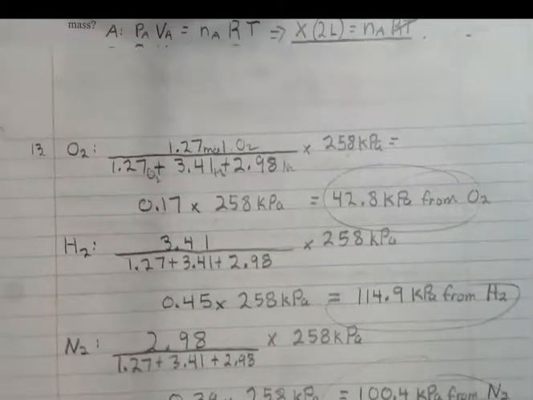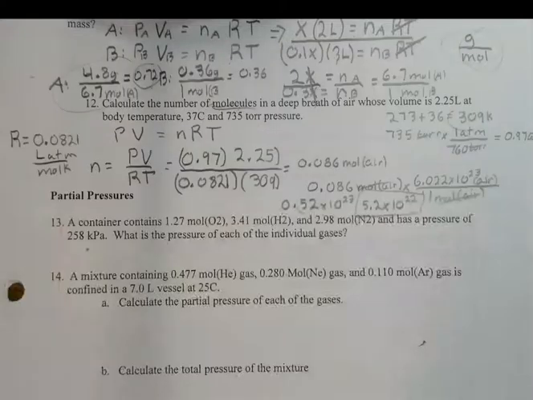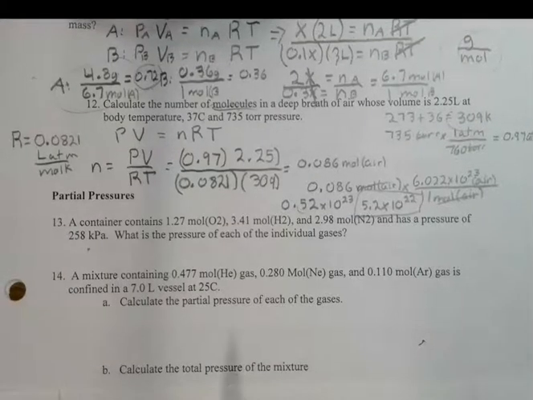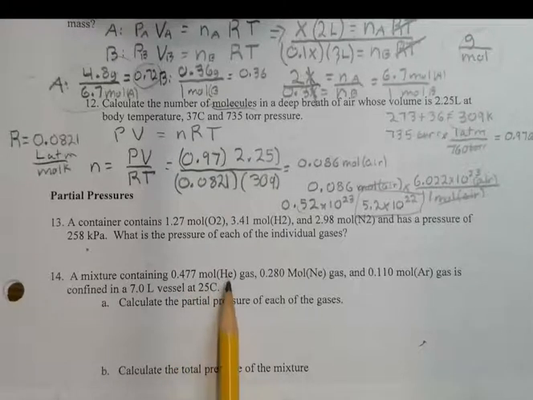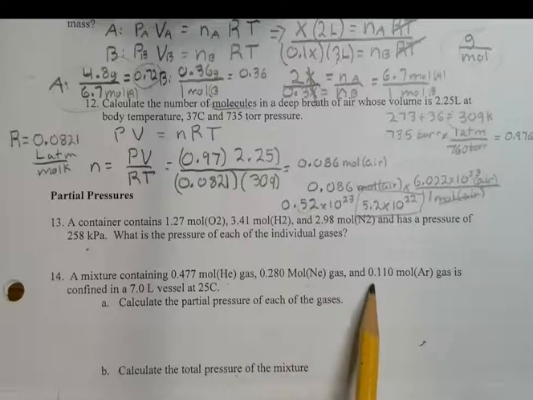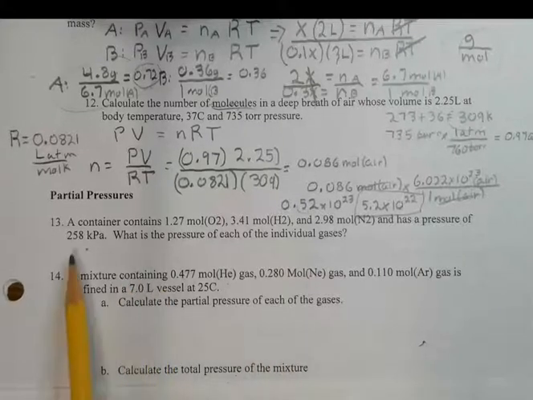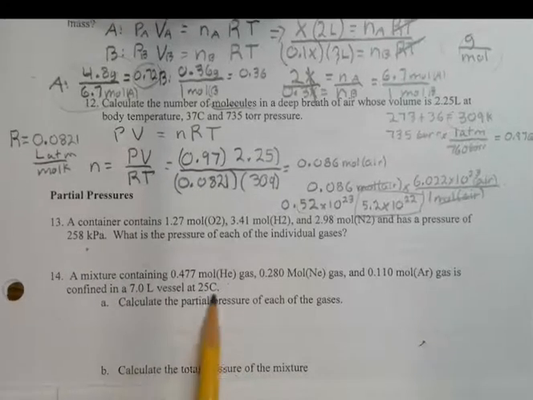Okay, let's move on to problem 14. Fairly similar type of problem. So it says a mixture containing 0.477 moles of He, 0.28 moles of Ne and 0.11 moles of argon is confined in a 7-liter vessel at 25 degrees C. Calculate the partial pressure of each gas. So they just add one additional layer of complication. Instead of giving you the total pressure, they're going to make you figure it out right there. Okay, so let's go ahead and do that.